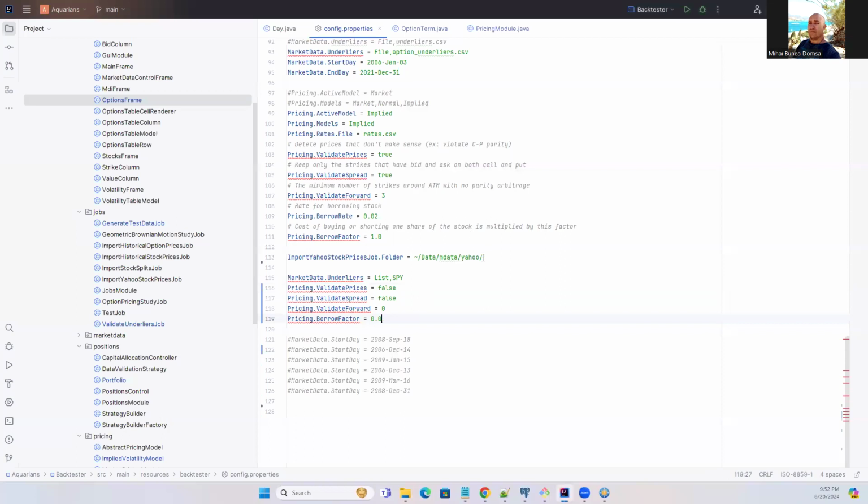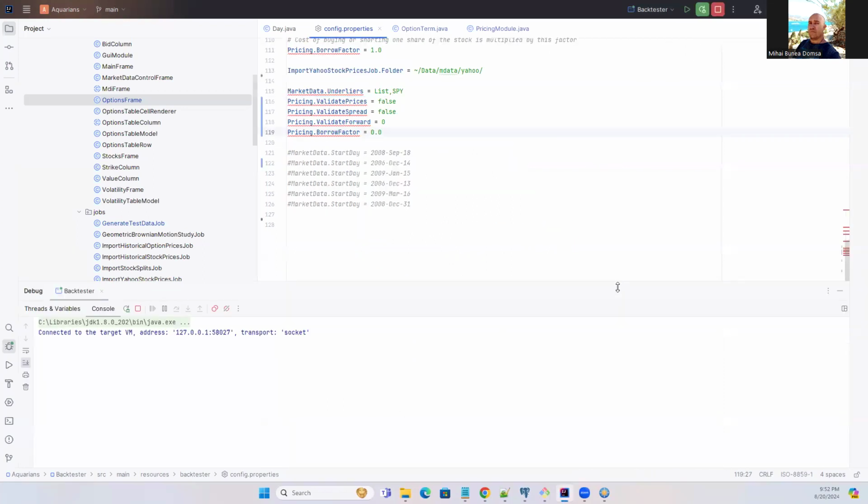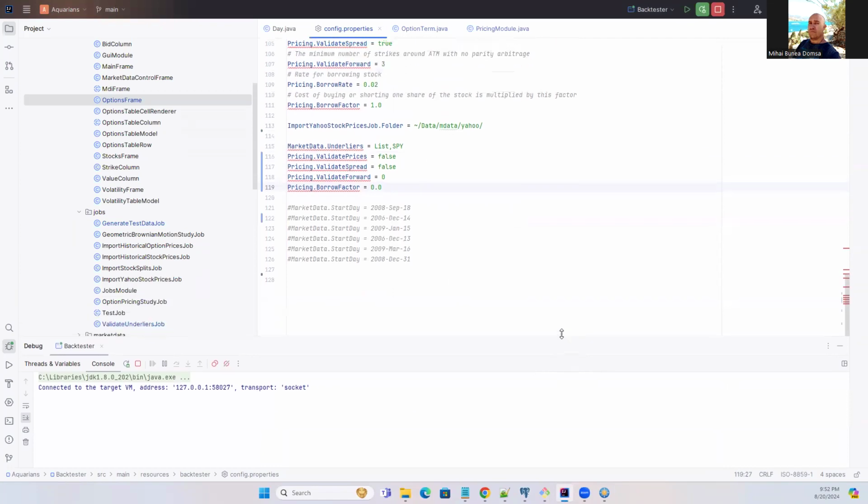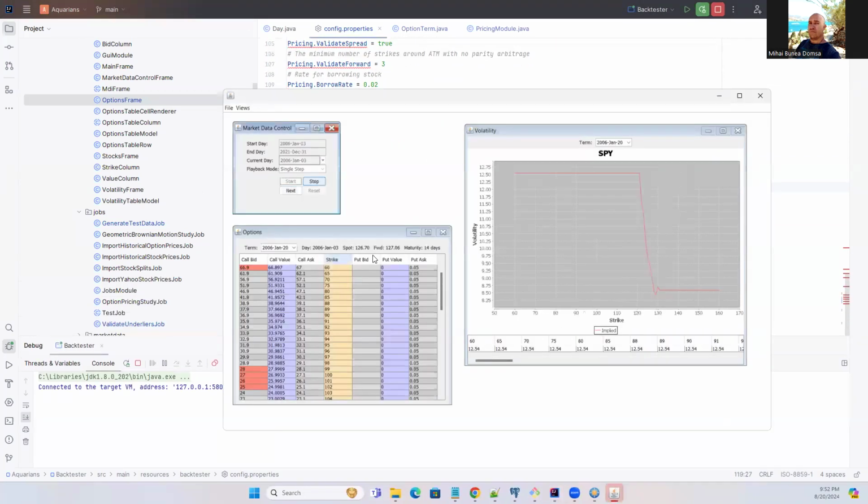Now let's take a look at the options data, which is a bazillion times more complicated than stocks and also has a lot more problems. So for now, just enable one single underlier and enable these flags. Normally they are set to true in order to validate the data, but we'll disable any sort of data validation to take a look at the raw data and how weird it can look. So start playing the data.